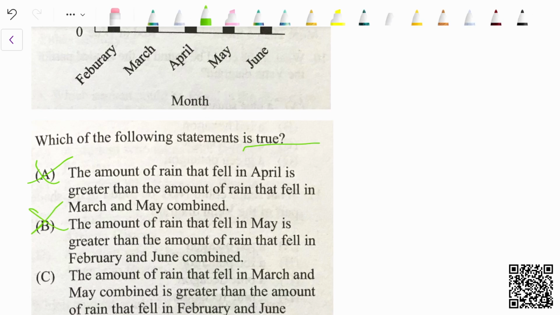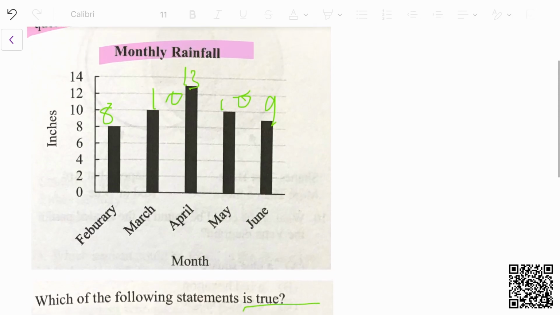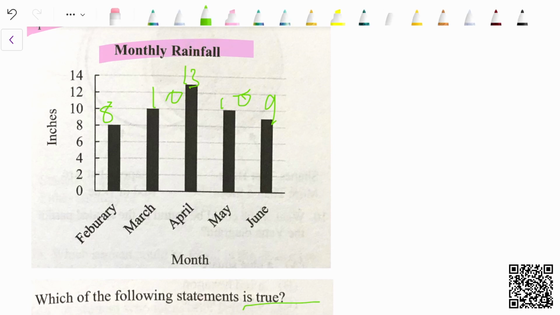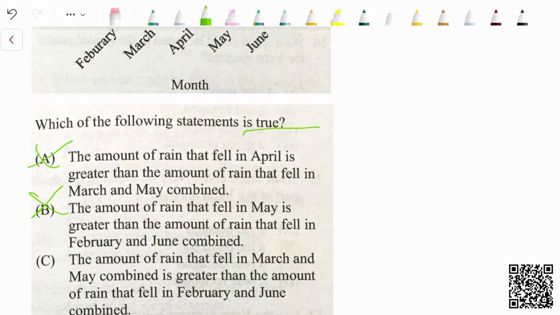The amount of rain that fell in March and May combined is greater than the amount of rain that fell in June and February combined. Well, that's definitely true. Why? Because we see here that both March and May are greater than both June and February. Both of the numbers are greater. 10 is greater than 9, 10 is greater than 8, and the other way around, same thing. So that means that C is definitely true.